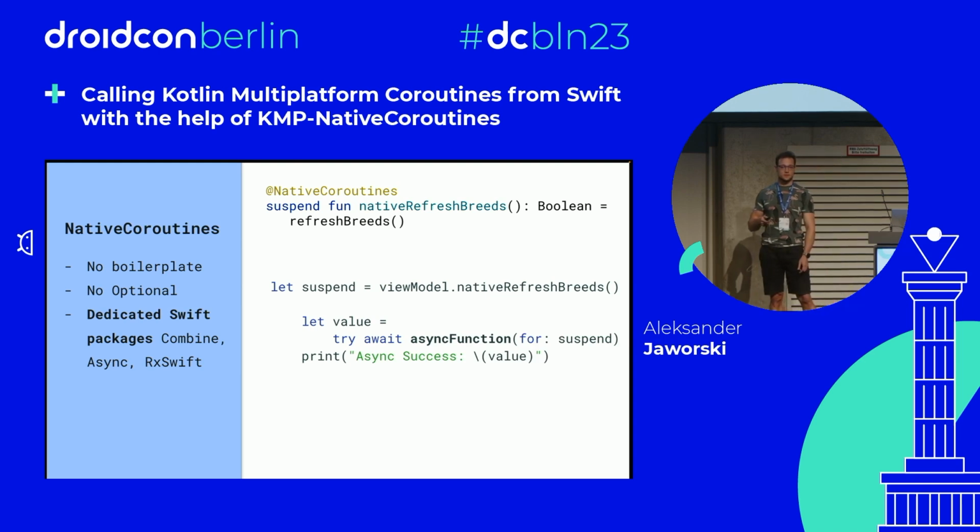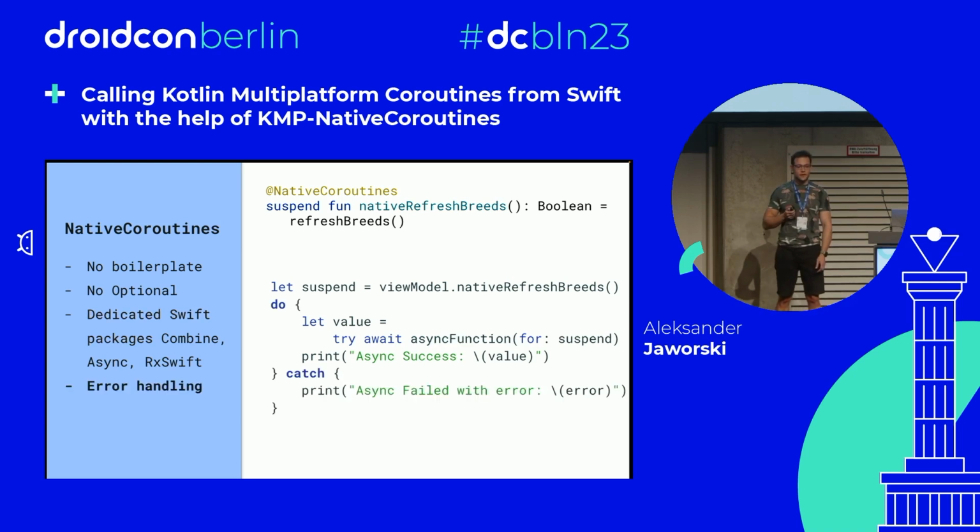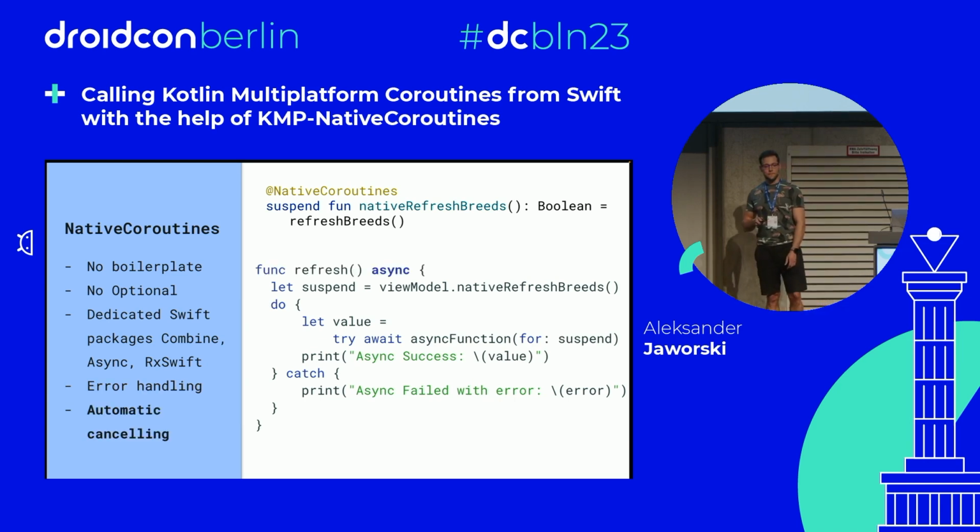So if you use RxSwift, great. Combine, great. Async await will also work. So you have the ability to give Swift or iOS developers a way to use it like they would call a native implementation. That's hence the name, KMP-NativeCoroutines. You can see that there is a do catch around the call because we have to handle errors, but I'll go more into depth later. And also, we have the ability to automatically cancel it. So if the UI deems that we don't need this call, it can just be canceled automatically. We don't have to worry about it.